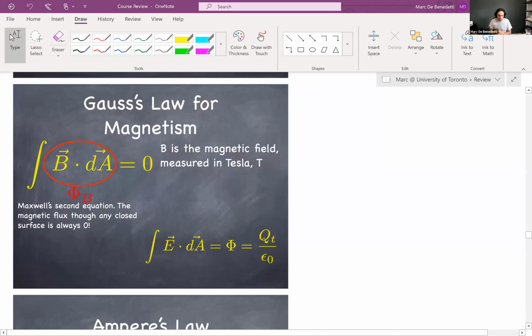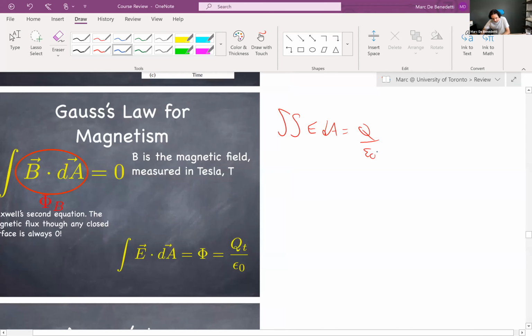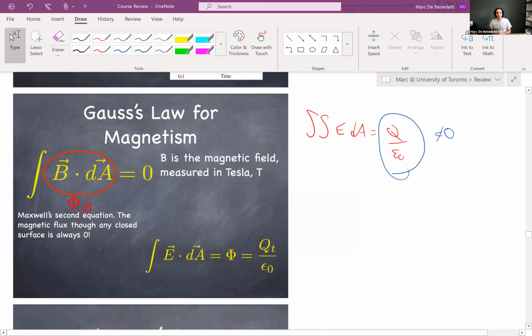Then we moved into magnetism. The second of Maxwell's equations is Gauss's law for magnetism. And Gauss's law, if you recall, was the integral of E dA equals Q over epsilon naught. This was an interesting equation because the right-hand side of the equation was non-zero, so it allowed us to actually solve for different scenarios. However, for magnetostatics, the right-hand side is equal to zero. So it's a very boring equation. There are very few solutions where the answer just gets to zero. So that naturally gives you a much simpler scenario.